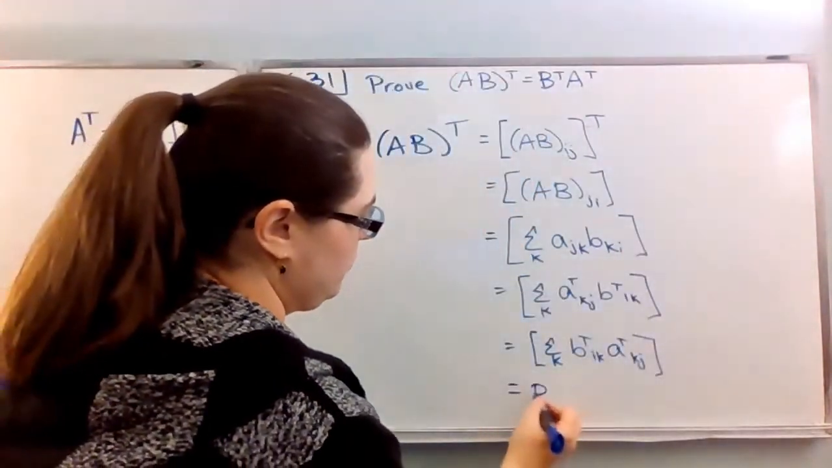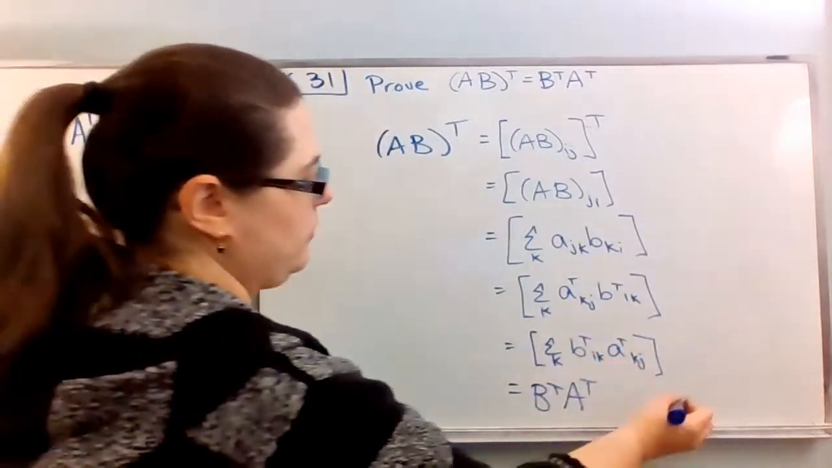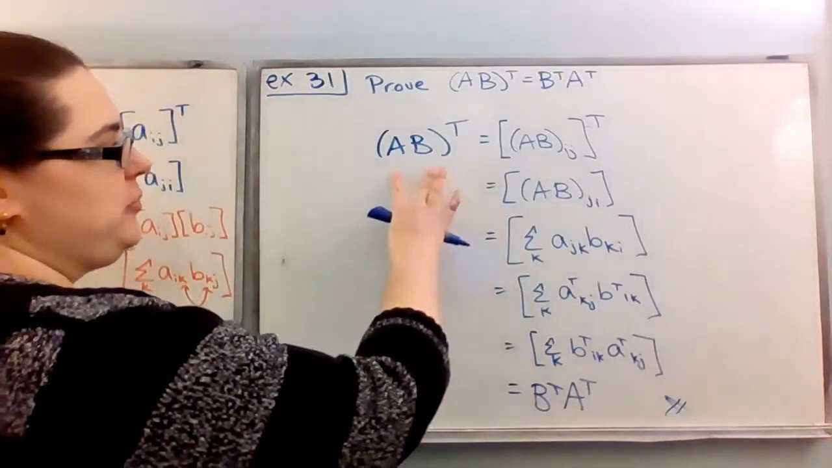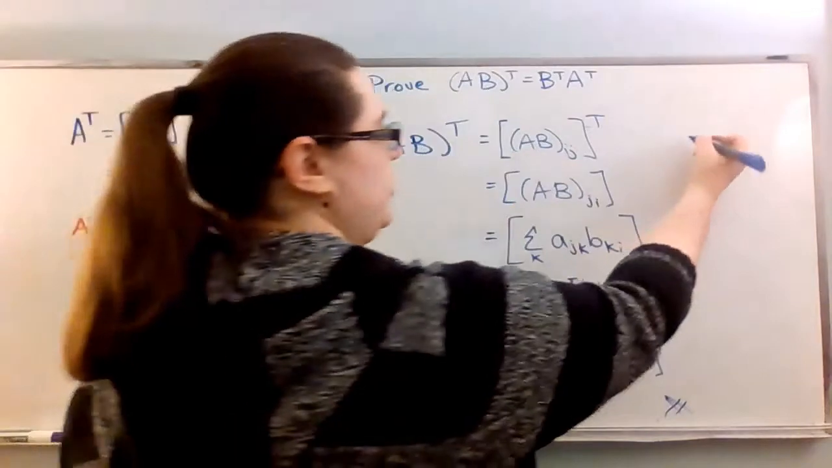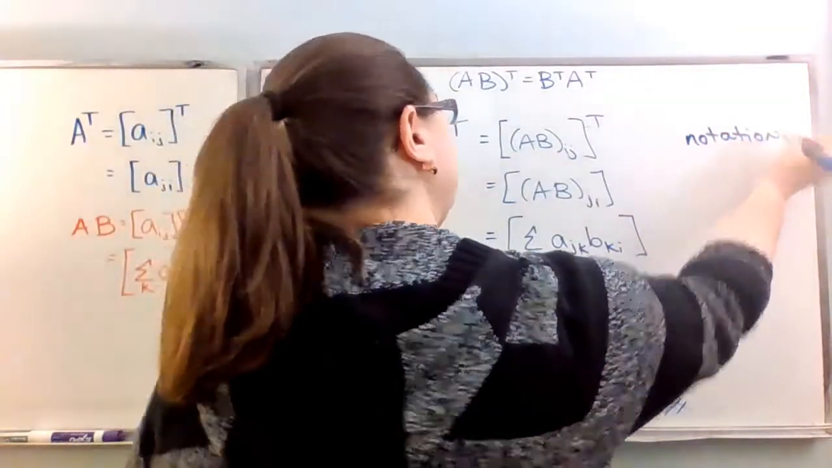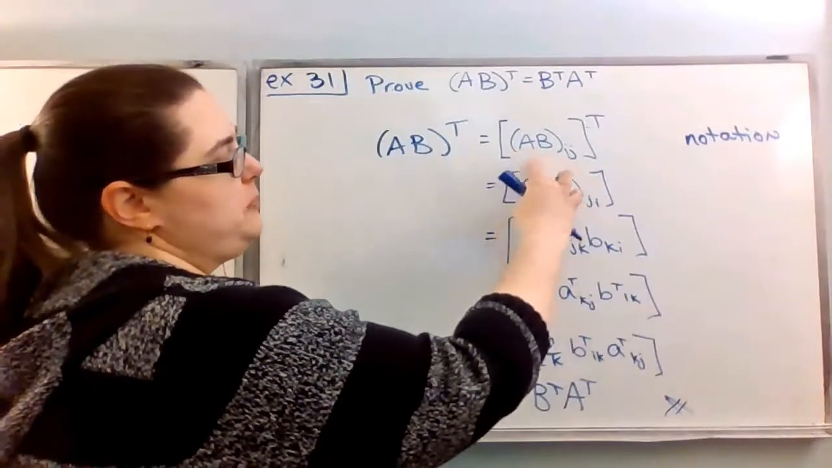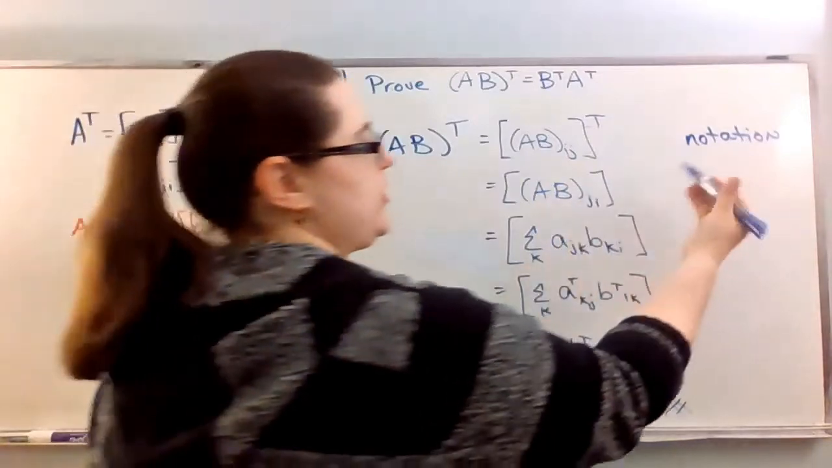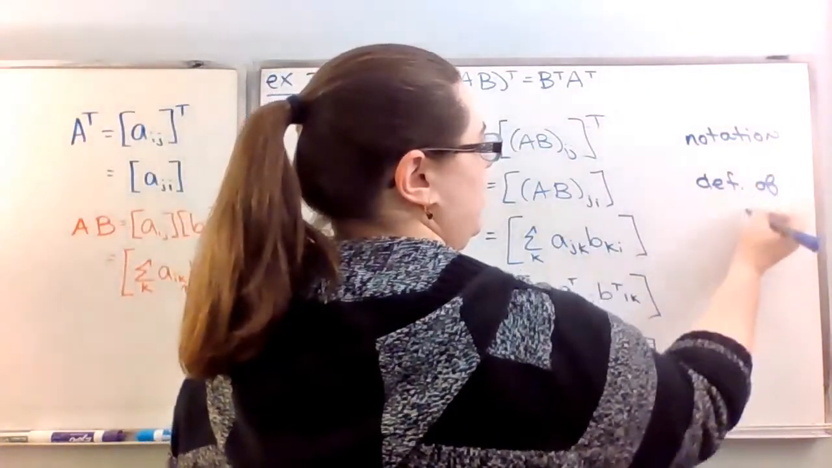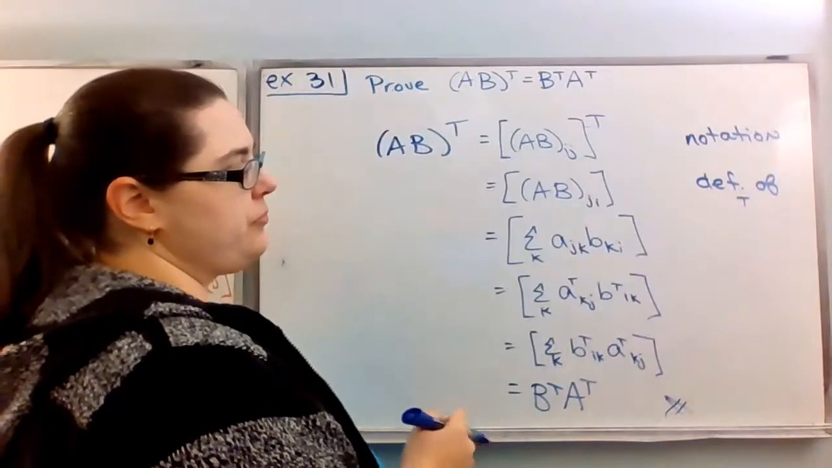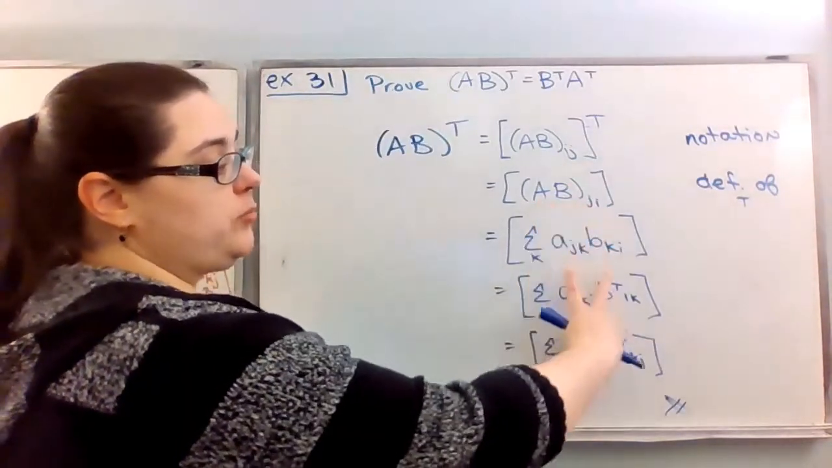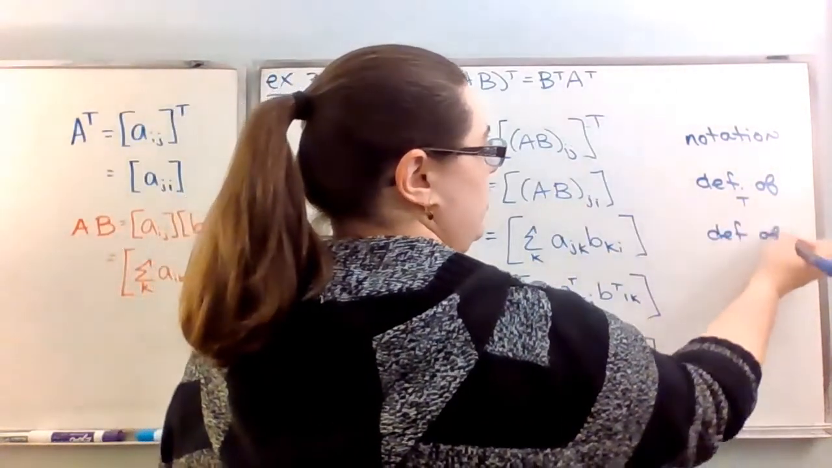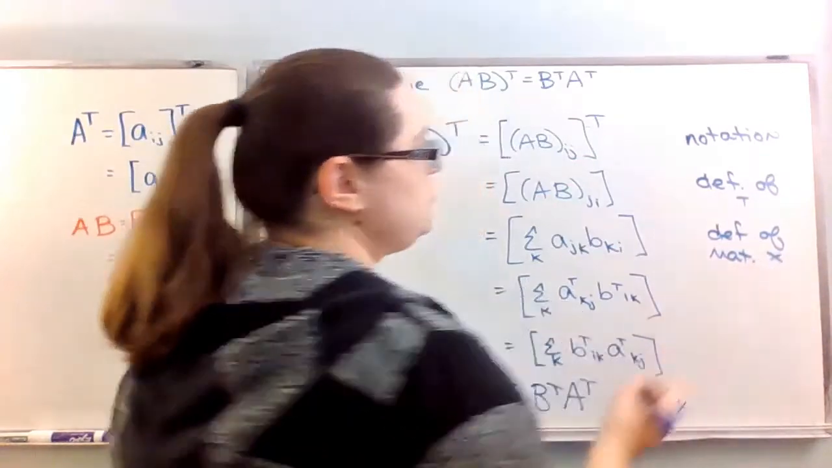So, it still makes me happy that I figured it out. Going from here to here, this is just a notation. We can represent the ijth element of AB. Then we applied the transpose by switching the indices. This is the definition of transpose. Then we took that product and wrote out the jith element of that product. This is the definition of matrix multiplication.